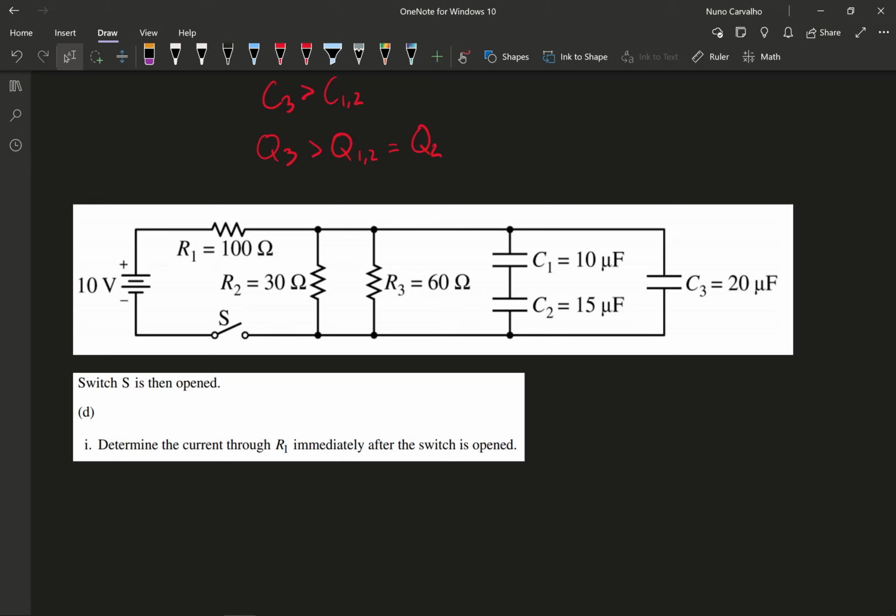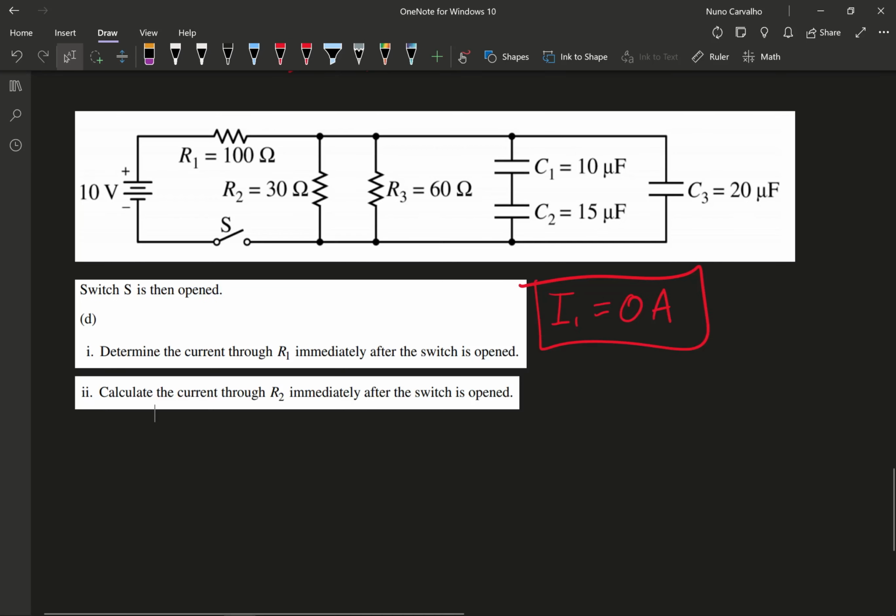Part D was actually the freebie to this question, at least the first part was. We're asked that now that the switch S is opened, determine the current through R1 immediately after it is opened. Well, immediately after it is opened, which is actually how the diagram is already, R1 is not even part of the circuit. There's not a closed loop that goes through R1. So there's going to be no current going through R1.